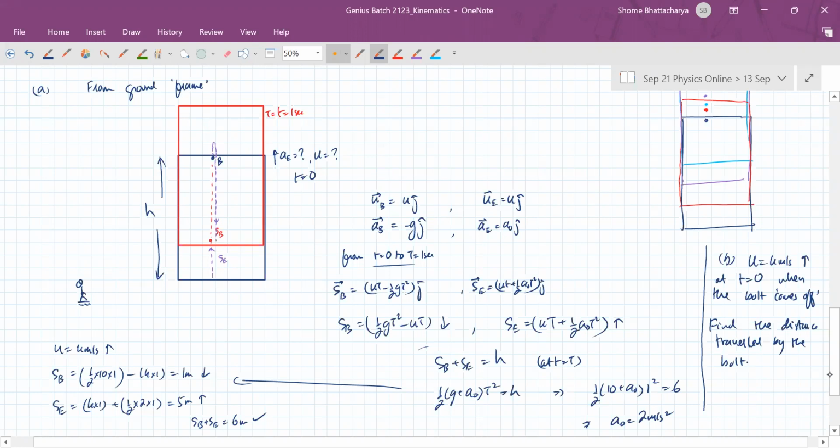The distance traveled by the elevator's floor will be this much only because it has only an upward motion. It doesn't go upward and then come downward or something. But the bolt's trajectory is such that initially it is in ascent and then it's in descent. So you realize that the distance can only be calculated by understanding the motion of the bolt from the ground frame point of view, because in the elevator's frame, the bolt is never going up and coming down. It's just straight away coming down.